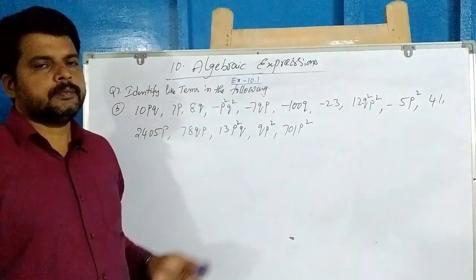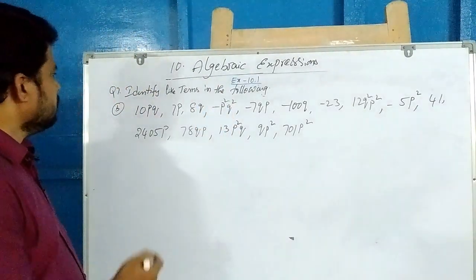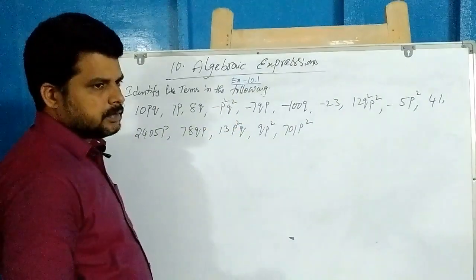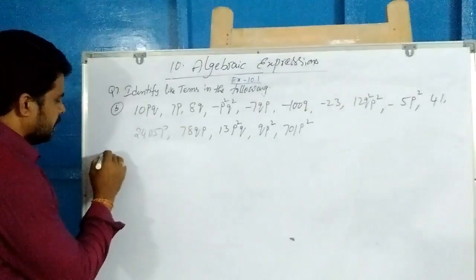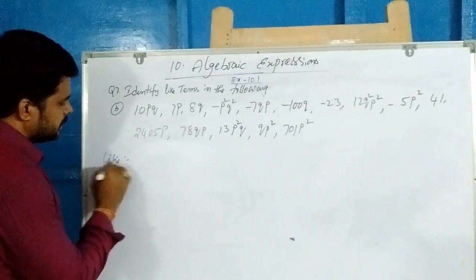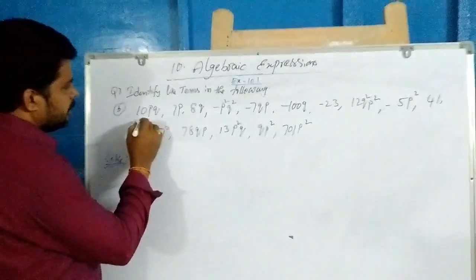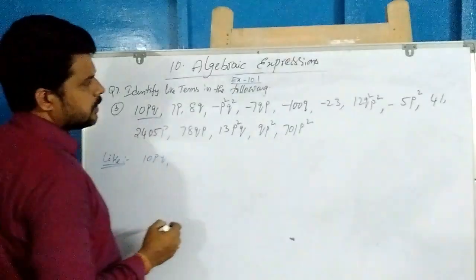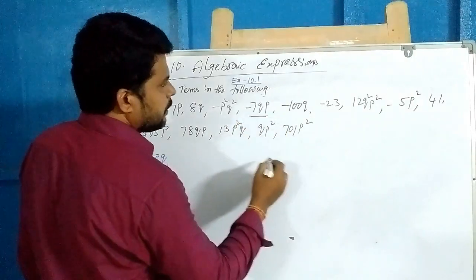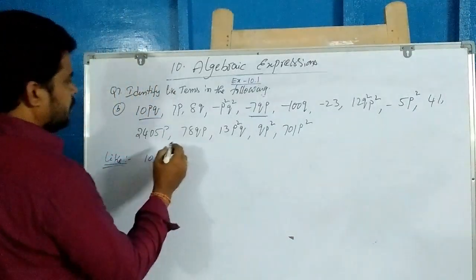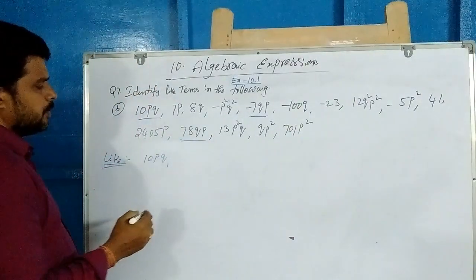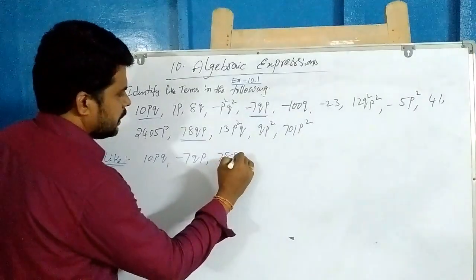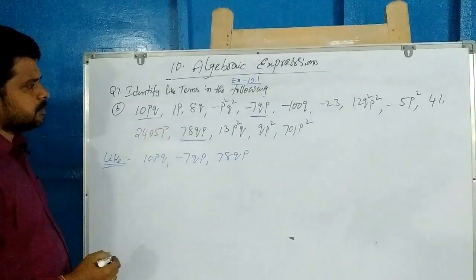So, same exercise 10.1 we have 7th, Roman B. Identify the like terms in the following. Same as the first one. Like terms, same variables. 10pq. Check whether there are other pq terms. So, 7pq also same. And 78qp. qp or pq, both are same. So, minus 7qp, 78qp. So these three are like terms.